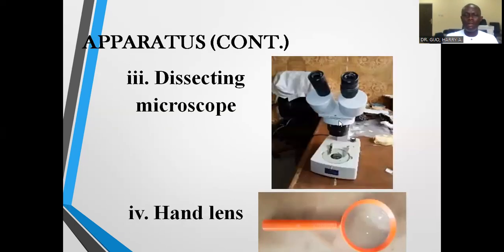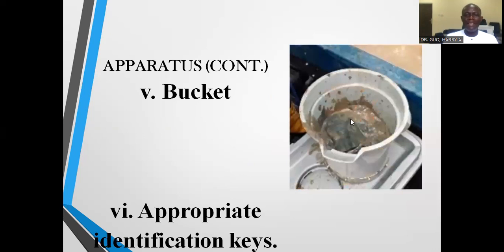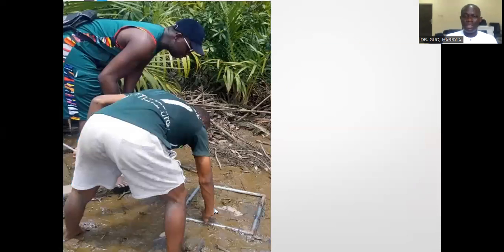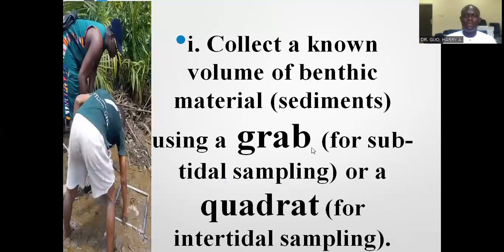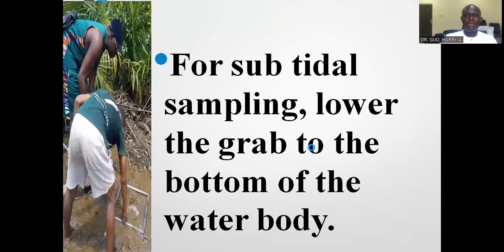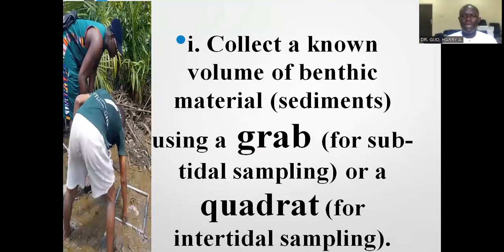Then a dissecting microscope and a hand lens, as well as a bucket, are also required, and appropriate identification keys for the identification. So I want to look at the procedure for the collection, preservation, and identification of these benthic organisms. The first step is to collect a known volume of benthic material, that's the sediment, along with the benthic organisms using a grab for subtidal benthos, or in intertidal sampling, use a quadrat, which is thrown at random.